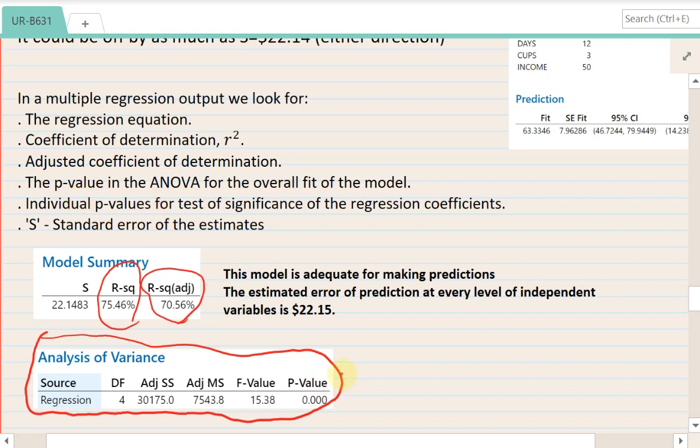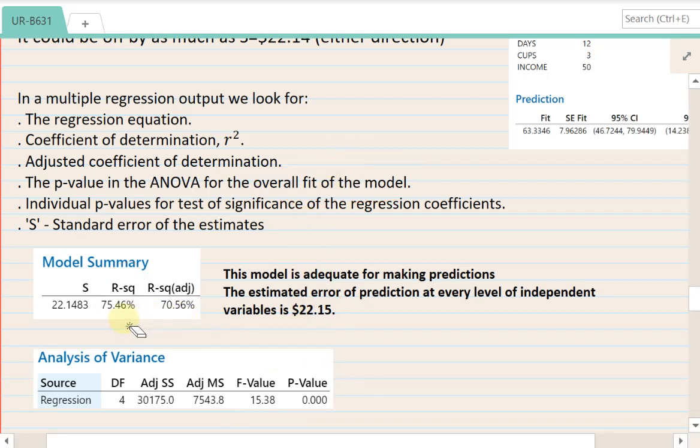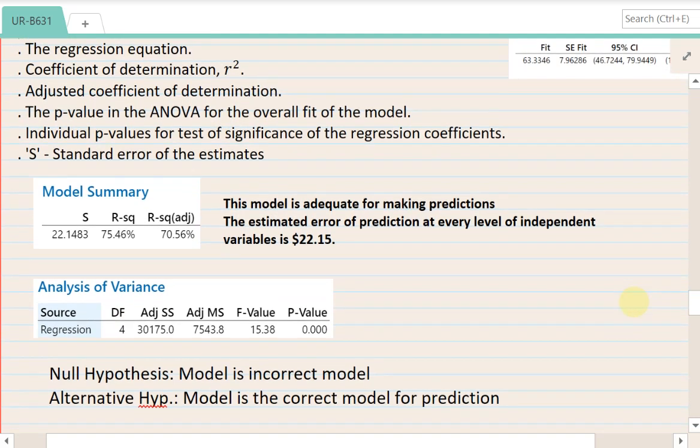This p-value again tests the overall fit of the model. The null says you have the wrong model, your model is inadequate. The alternative says no, it's a good working model, and in this case we're going to reject the null. We're going to say no, this model is an okay model, can be used for predictions. And we look at, of course, the individual p-values, which I did, and we look at the standard error of the estimate S, and that standard error is right in here.